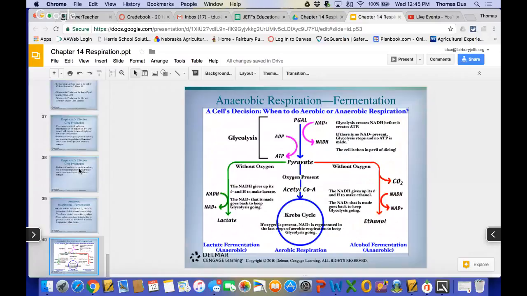And then that's just a summary of plants. When a plant cell has oxygen, it's going to go through the Krebs cycle, then the electron transport chain. If it does not have oxygen, it's going to go to either lactic acid or ethanol, alcoholic fermentation. So, okay, that's the end of the notes.